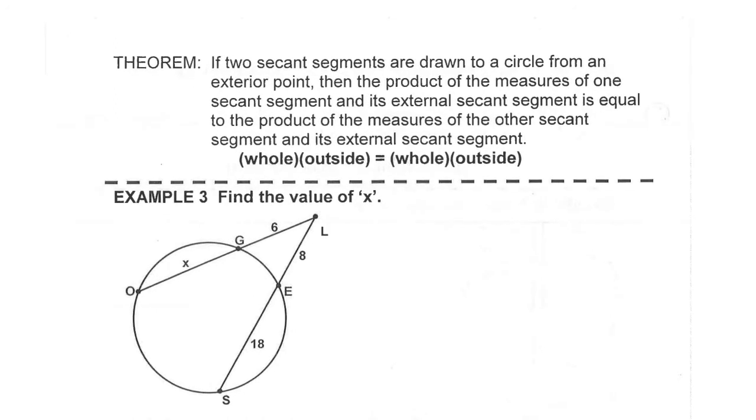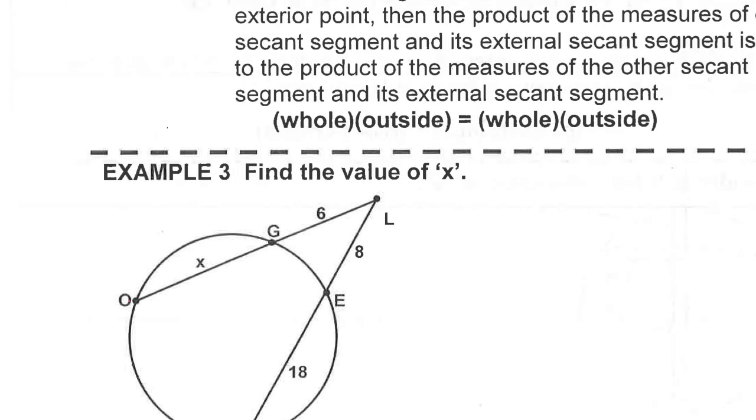If two secant segments are drawn to a circle from an exterior point, so look what we have in our picture in example 3, an exterior point and two secants, okay? Then the product of the measures of one secant segment and its external segment is equal to the product of the measures of the other secant segment and its external secant segment. What it means is this. You're going to take the whole thing and multiply it by its outside piece. So the whole thing times the outside piece. If you do that for both sides, they should be equal.